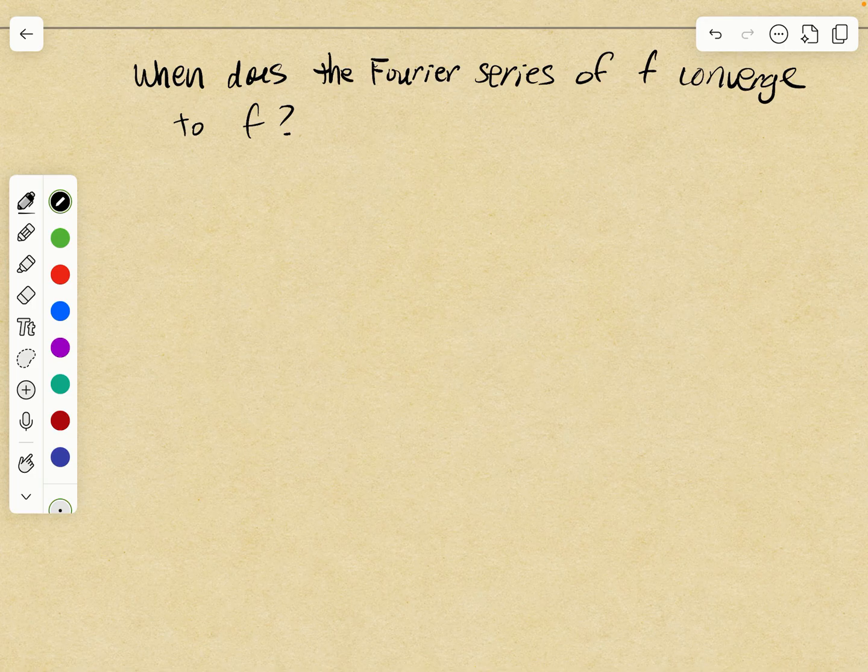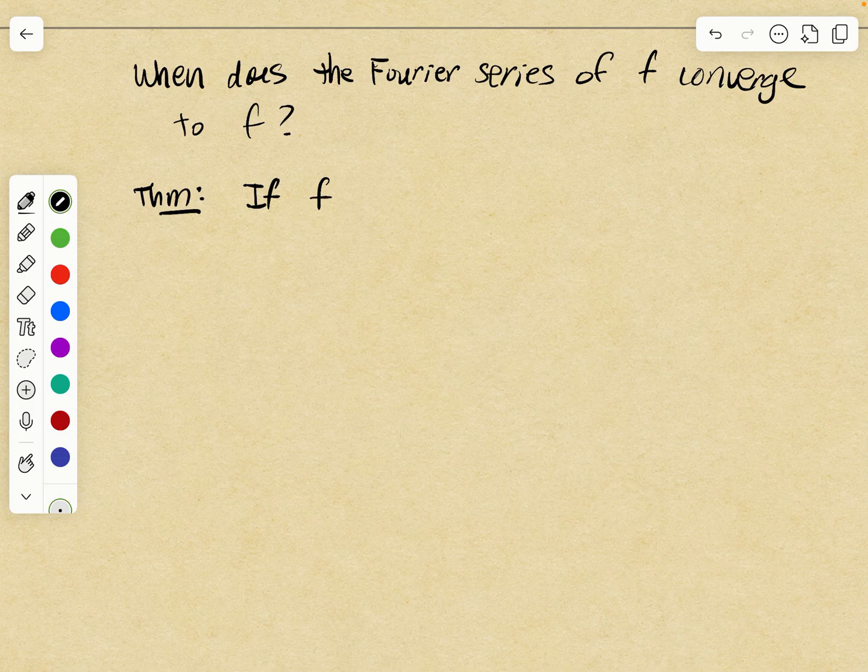Because if your function wasn't related to the Fourier series, then there wouldn't be much of a point in defining the Fourier series. I mean, the point of the Fourier series is that it's supposed to help you analyze the original function f. So it turns out that in many cases, the Fourier series of f does converge to f. So here's a theorem.